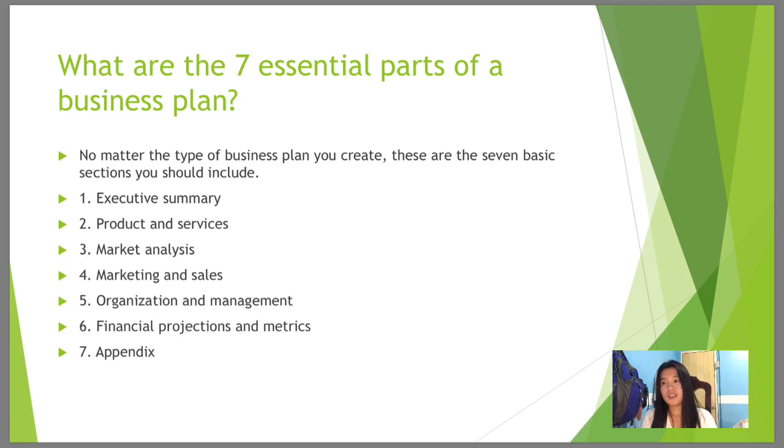So what are the 7 essential parts of your business plan? No matter the type of business plan you create, these are the 7 basic sections you should include. First, the executive summary. Second, the products and services. Third, market analysis. Fourth, marketing and sales. Fifth, organization and management. Sixth, financial projections and metrics. And last is the appendix.